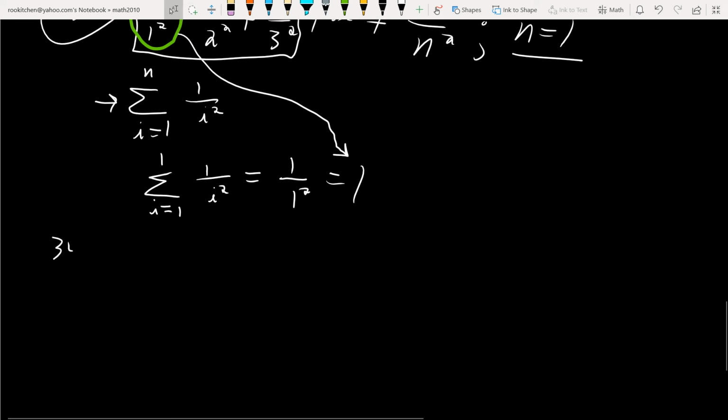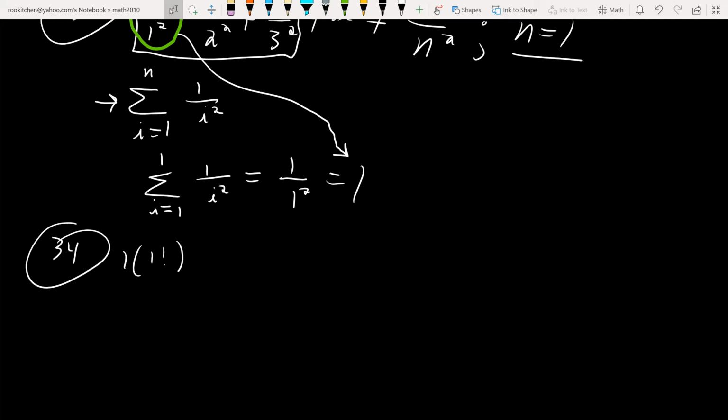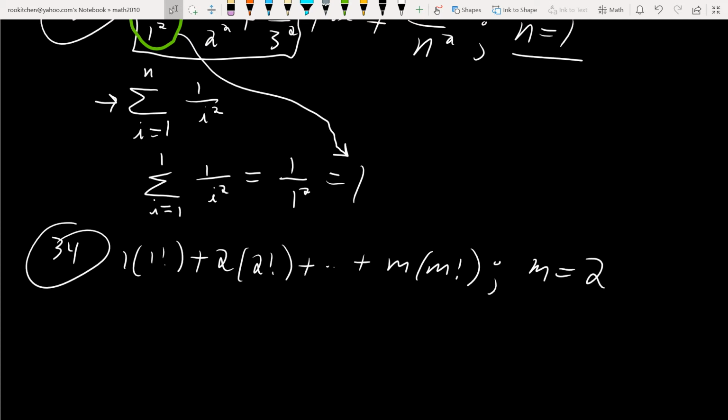Here's 34. We have 1 times 1 factorial plus 2 times 2 factorial plus dot dot dot plus m times m factorial, and we want to evaluate this thing for m equals 2. So I think what we're after here then is just these first two terms, right?